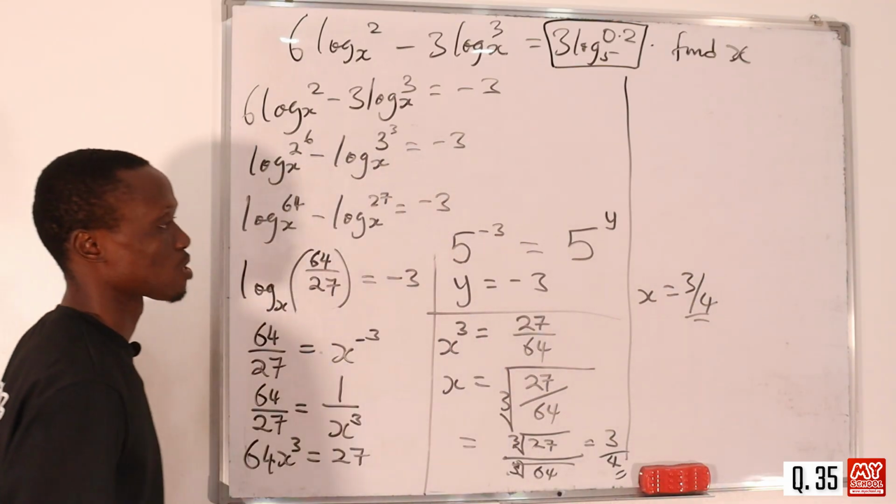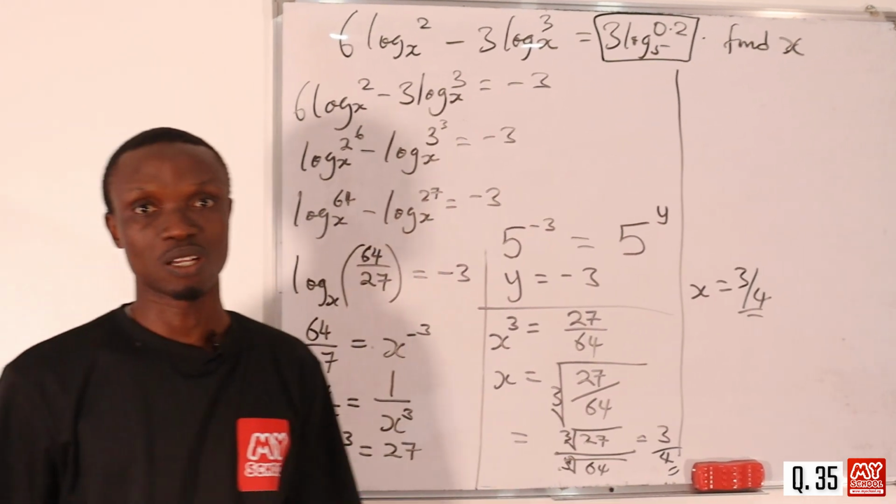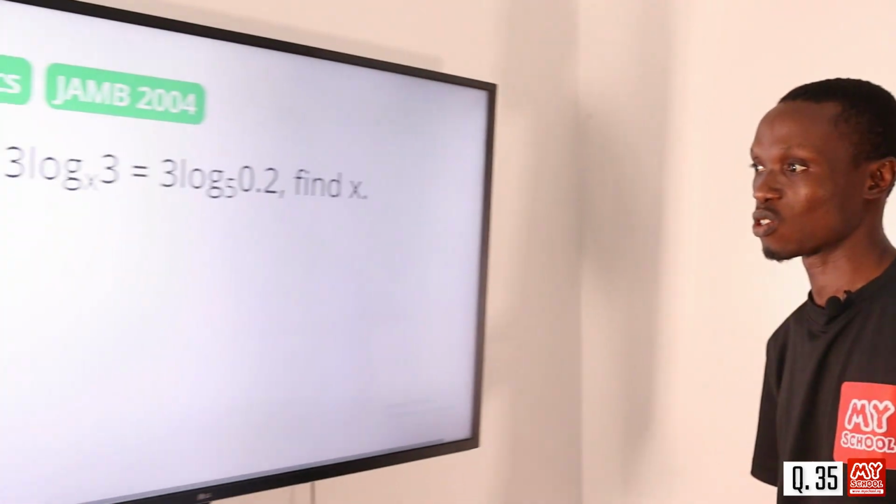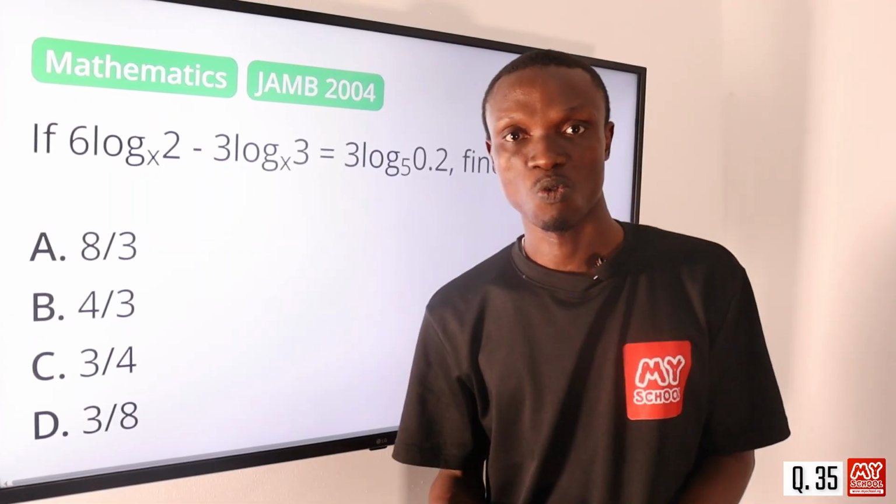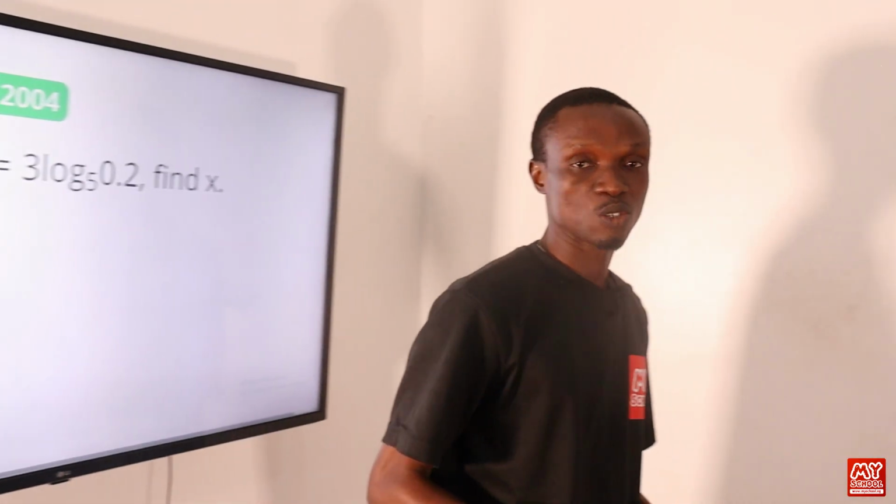So let's return back to the screen to pick the correct answer to this question, and that is option C, 3 over 4.